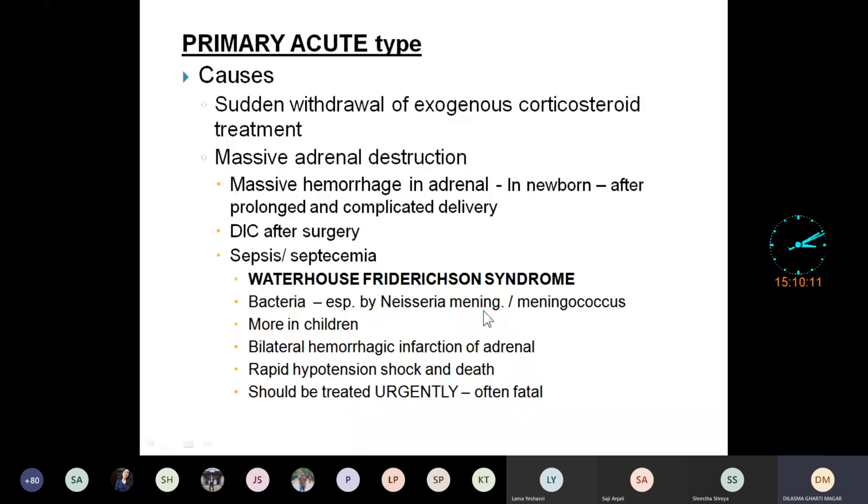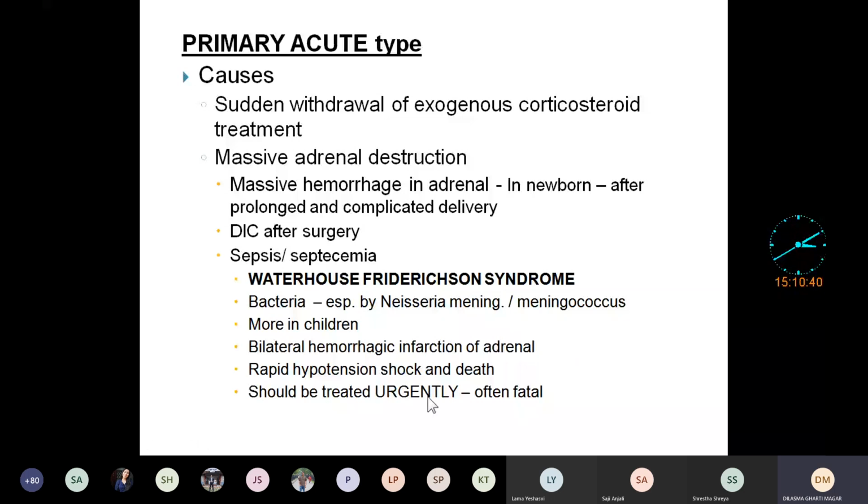It is more common in case of children, and both the adrenal glands will be hemorrhagic and then infarction occurs. Whenever this massive hemorrhage and infarction occurs, it will lead to hypotension and then shock. And so it is an emergency condition. The patient has to be treated urgently. Otherwise, in most of the cases, it is fatal.